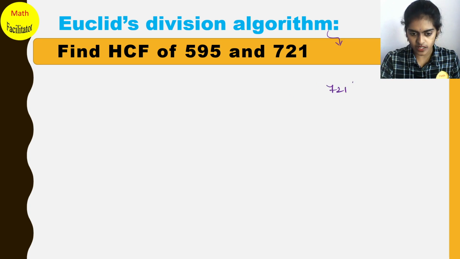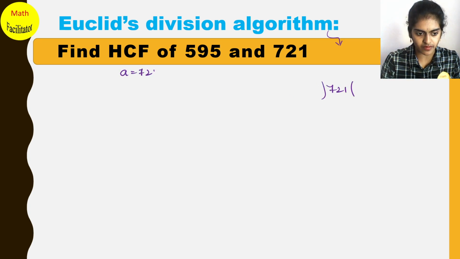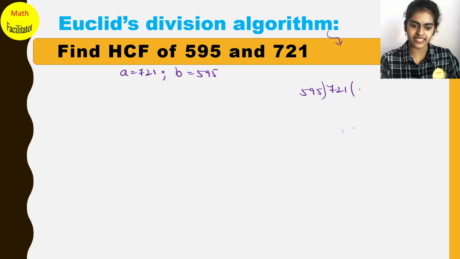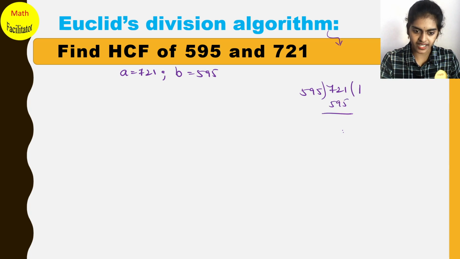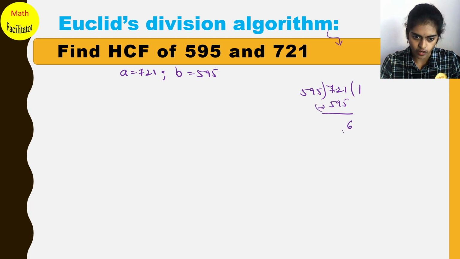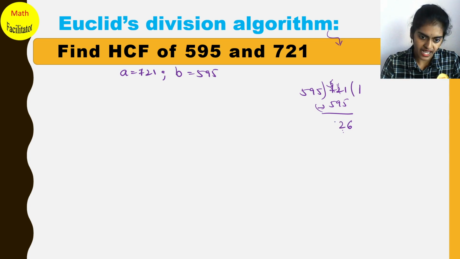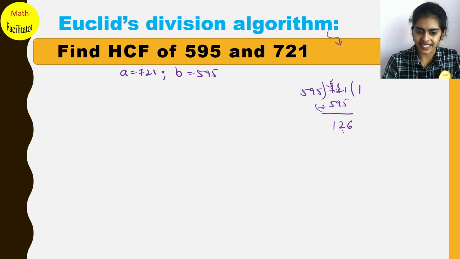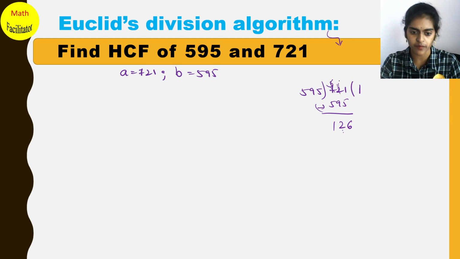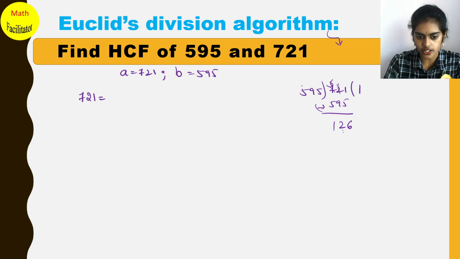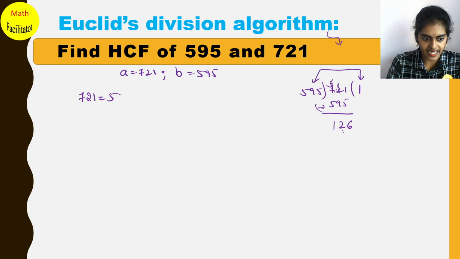So 721 is the bigger number, so you can take A as 721, which means my dividend is 721 and my divisor is 595. If I divide these two, I'll get my quotient and the remainder, isn't it? 595 one time gives me 595 and my remainder, if I subtract, will be 126. Let me write this division in the form of Euclid's division lemma. Dividend equals divisor into quotient plus remainder: 721 = 595 into 1 plus 126.